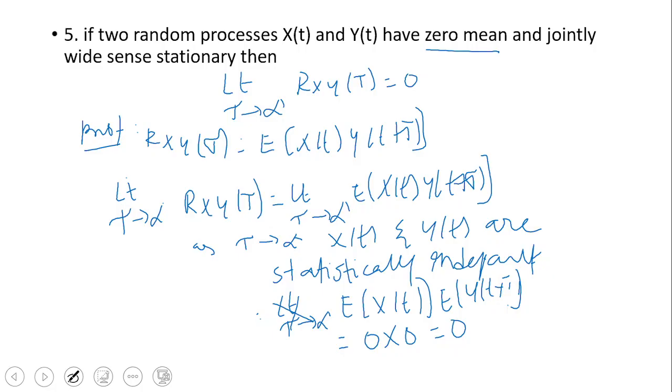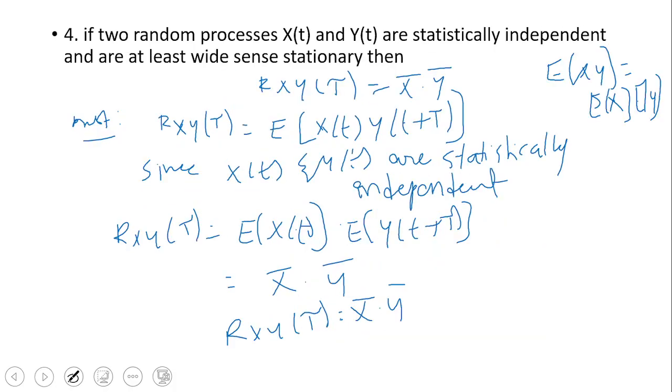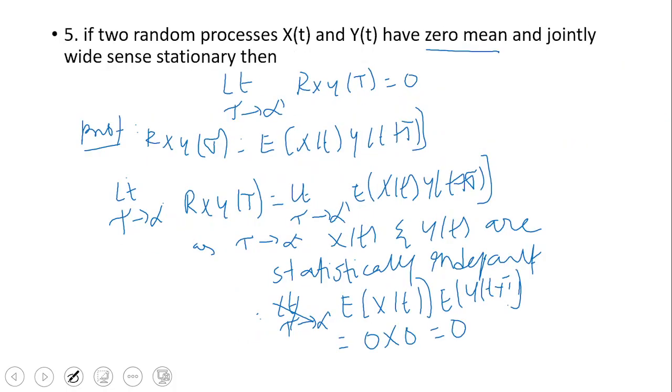If you see the fourth and fifth properties, they are almost the same. Here they are given as tau tends to infinity, so as tau tends to infinity, x of t and y of t are statistically independent. That's why we write E of x of t, y of t separately. Zero mean means substitute the mean value as 0, so we get 0. In the previous property, instead of saying tau tends to infinity, they themselves had given that it is statistically independent, and they didn't mention zero mean. That's why we write x bar into y bar. That is the difference between the fourth property and the fifth property. So these are the properties of the cross correlation function. Thank you.